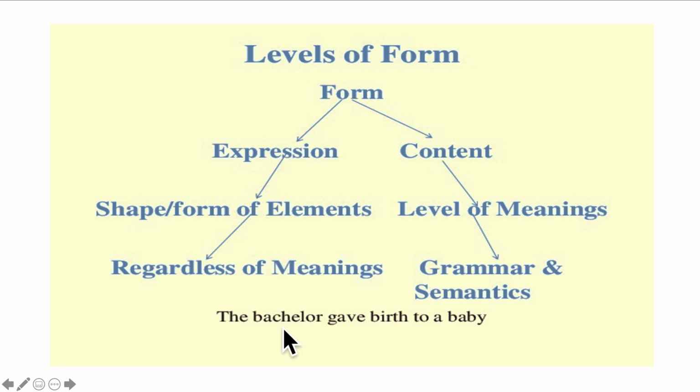Like here, the bachelor gave birth to a baby. He's not married. This is grammatically correct. It has a form, it has a shape, but meaningfully it is doubtful. How can a bachelor give birth to a baby? So this is the area of discussion: the level of meanings, and then grammar and semantics.